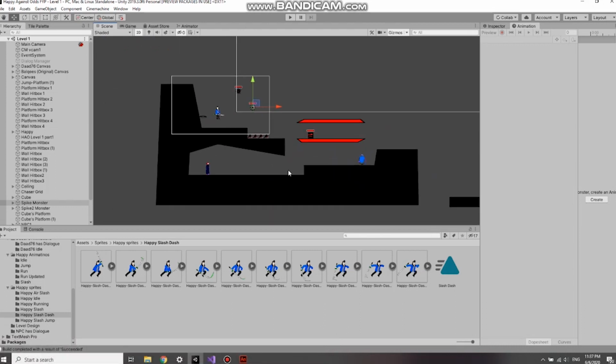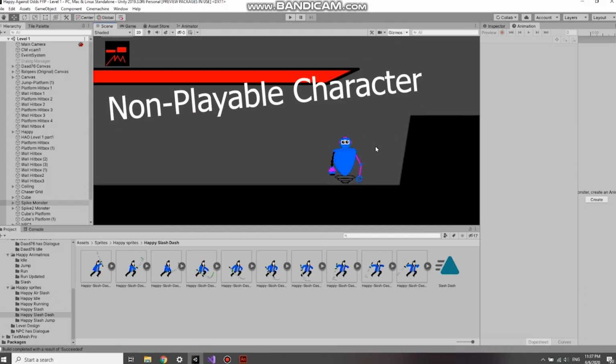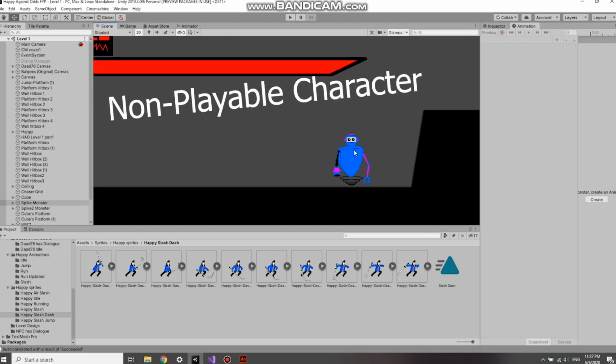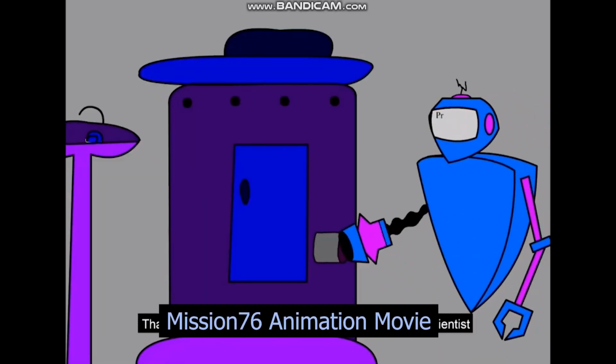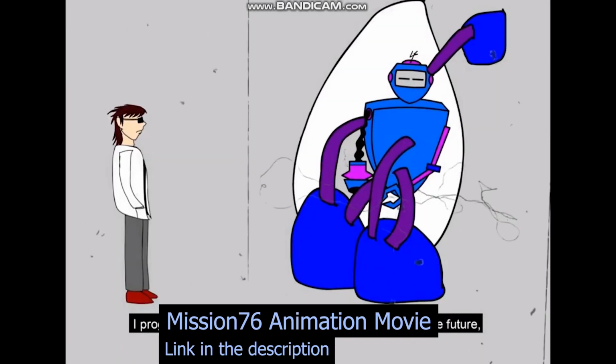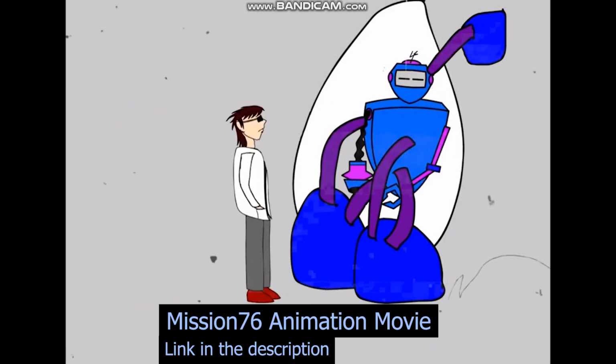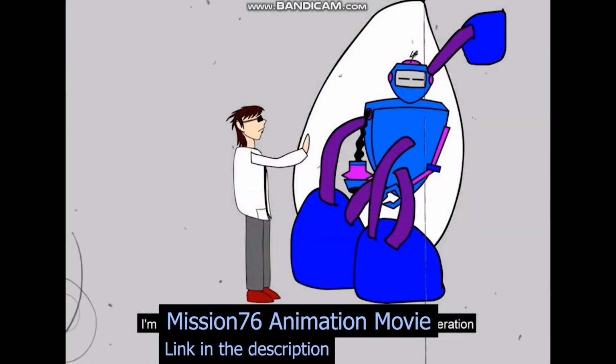I made a few NPCs. NPC stands for non-playable character, and these are actually characters from my previous animation, which can work as an Easter egg in this early prototype of my Happy Against Odds game. So let's try testing it out and playing the game. Why? Because why not?